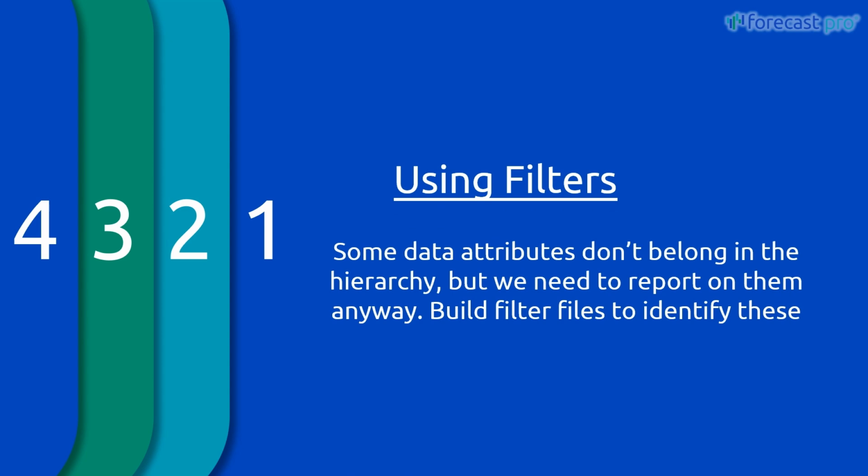So in our first example, I mentioned that some data attributes don't belong in the hierarchy, but we still need to report on them anyway. What do we mean by this? Well, the example I typically like to go with is sales rep. I'd probably never include a level in my hierarchy that involved a specific sales rep by name.